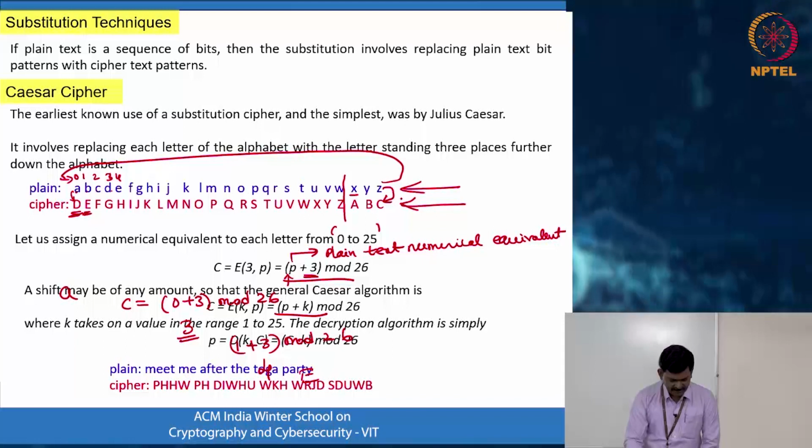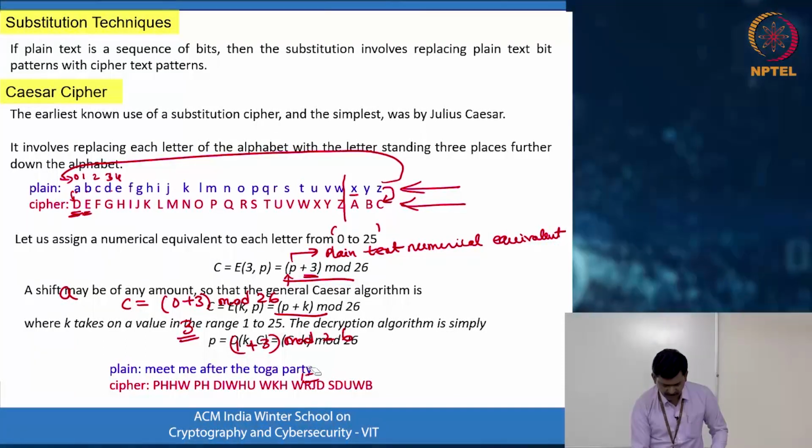So look at the plain text here. Meet me after the toga party.